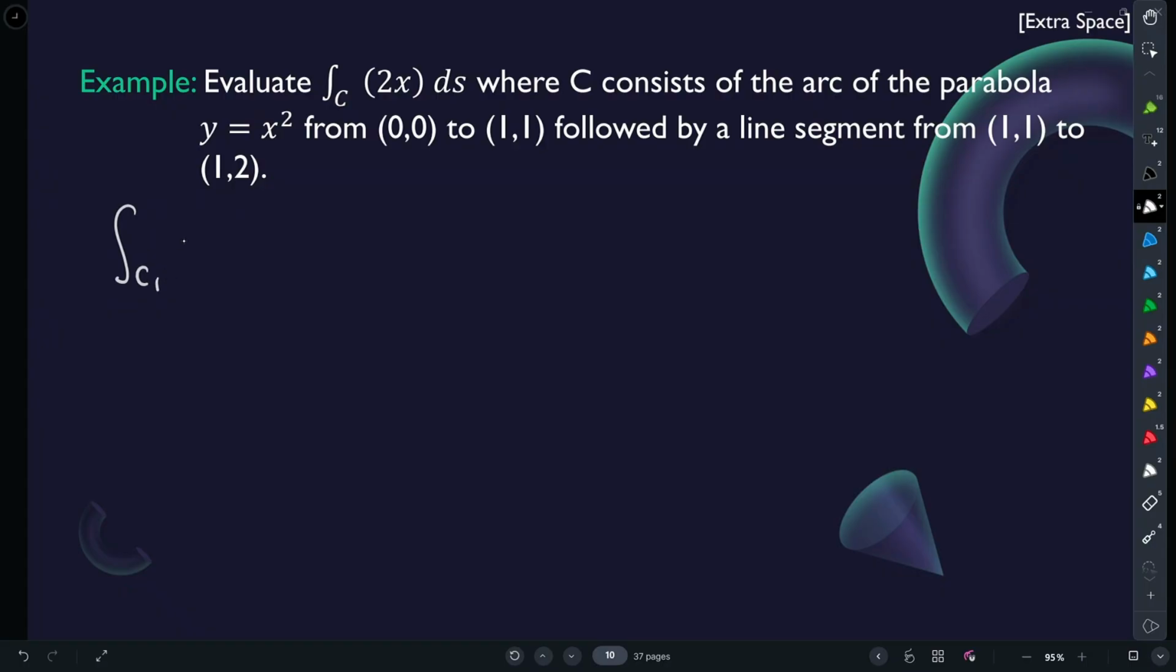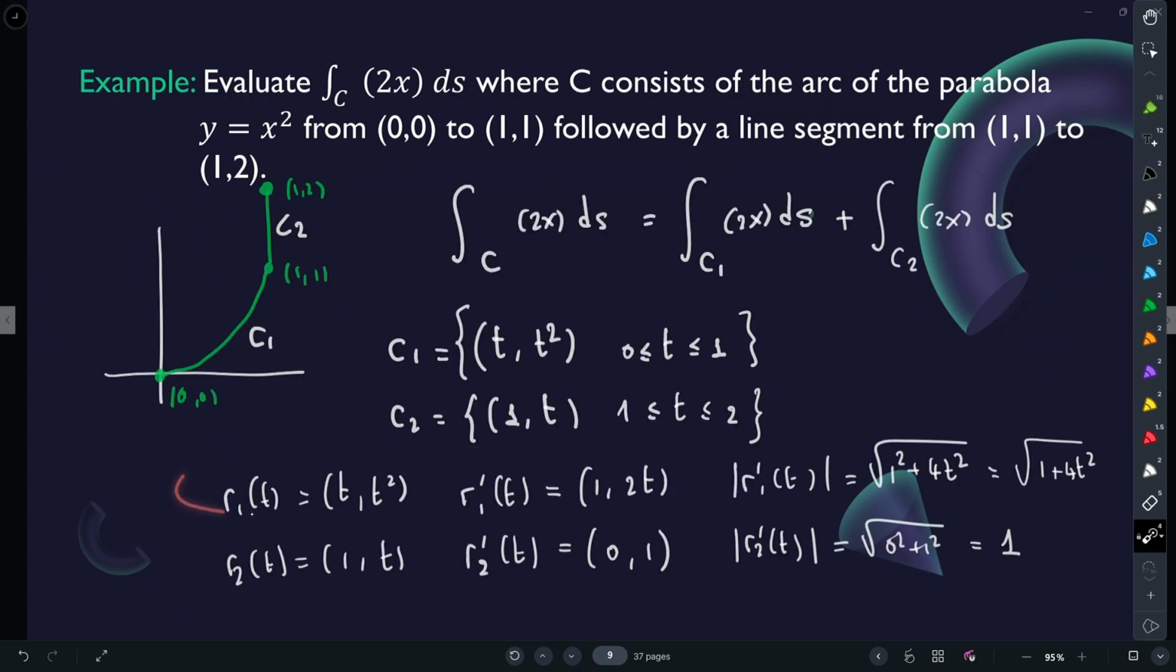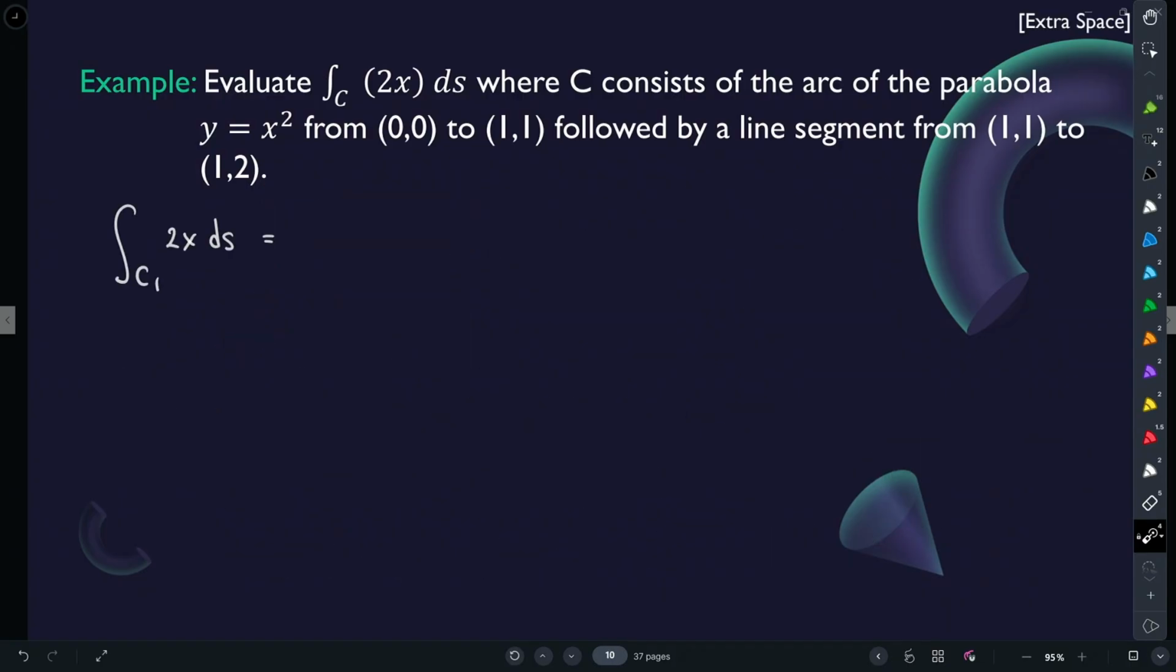So what is the integral in C1 of 2x ds? That path is the first path, given by this. So I know I'm going to go in t from 0 to 1. I'm going to integrate 2x, but I have to substitute x by the values of x. So x is t. And then I'm going to multiply by the length of the tangent vector, dt. So the integral here is going to go from 0 to 1 of 2x, the x coordinate is just t, times the length of the tangent vector dt.